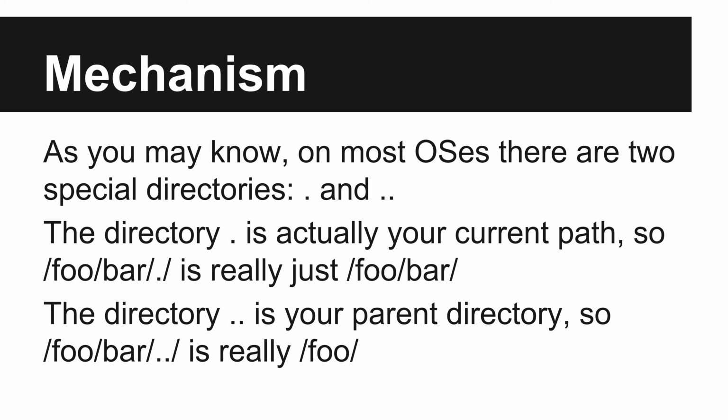As you may know, in most operating systems there are two special directories, dot and dot dot. The directory dot is always your current directory, and dot dot is always the parent directory. By combining path components like these, we can walk practically anywhere on the file system.